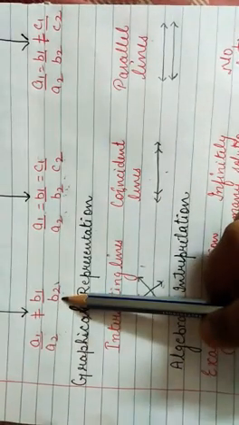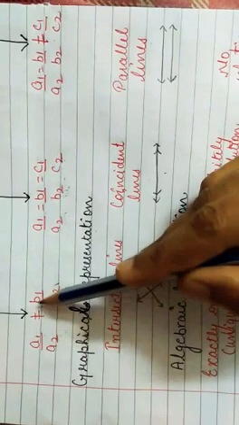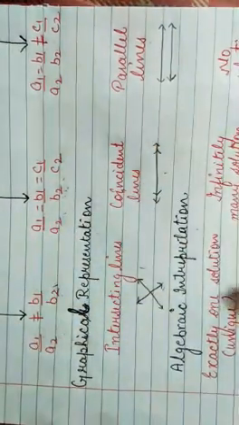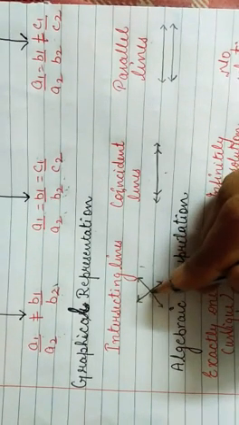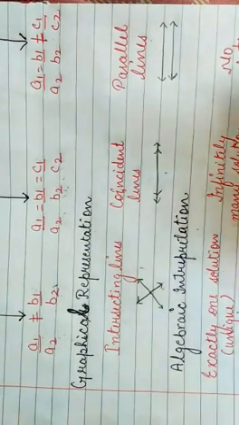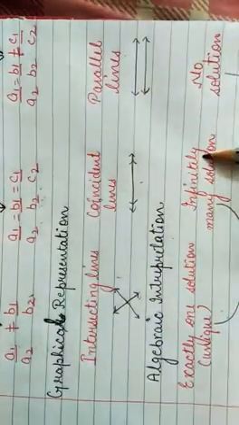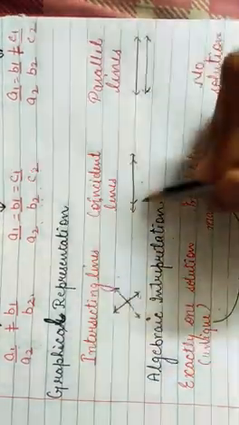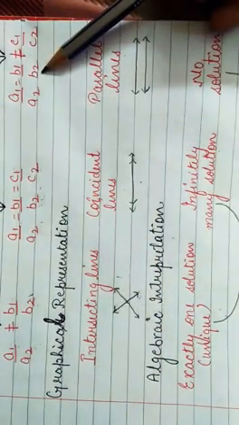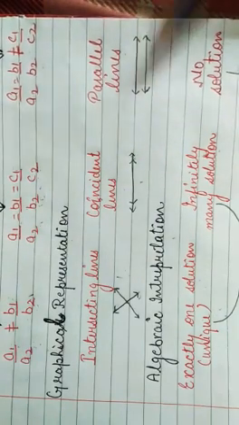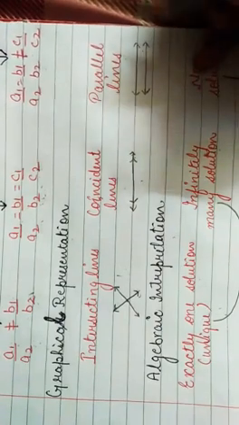Next, the algebraic interpretation. If a1 upon a2 is not equal to b1 upon b2, we have exactly one solution. Why? Because these are intersecting lines and they intersect at one point. For this ratio, we have infinitely many solutions. Why many? Because these two lines intersect at many points. Next, if this ratio occurs, then the lines will be parallel and there will be no solution, because parallel lines will never meet each other.